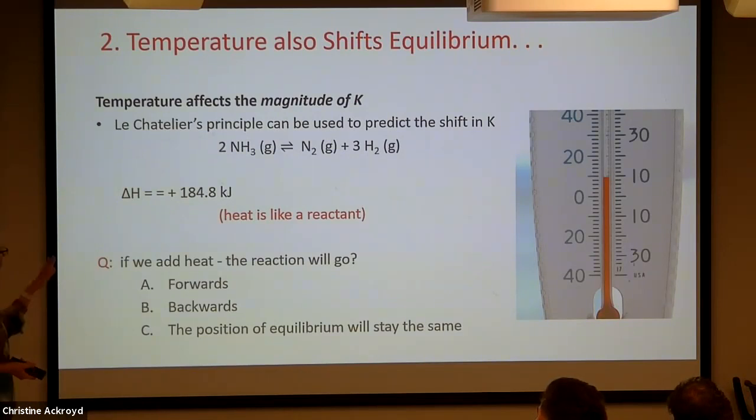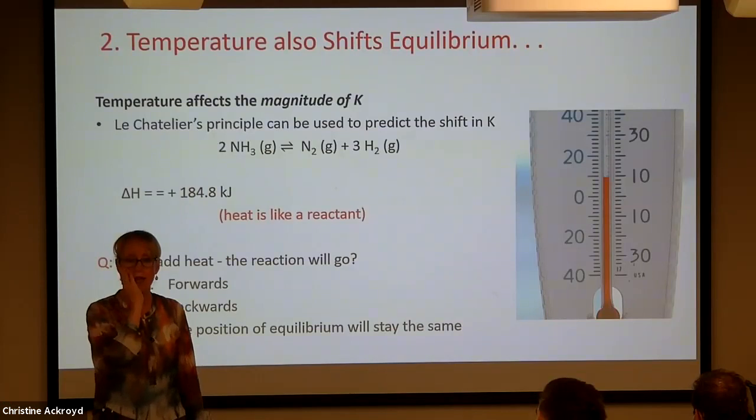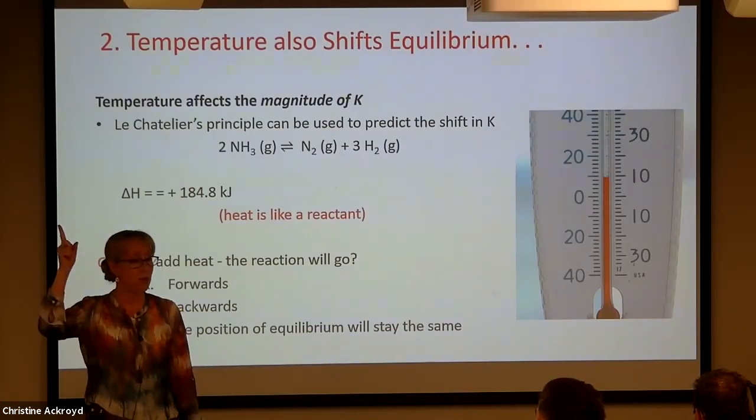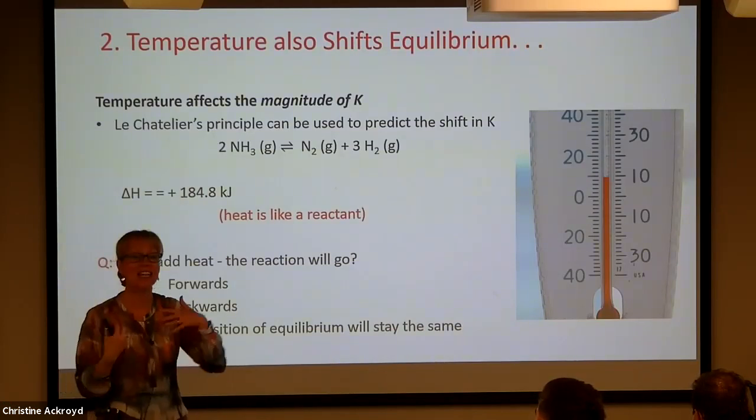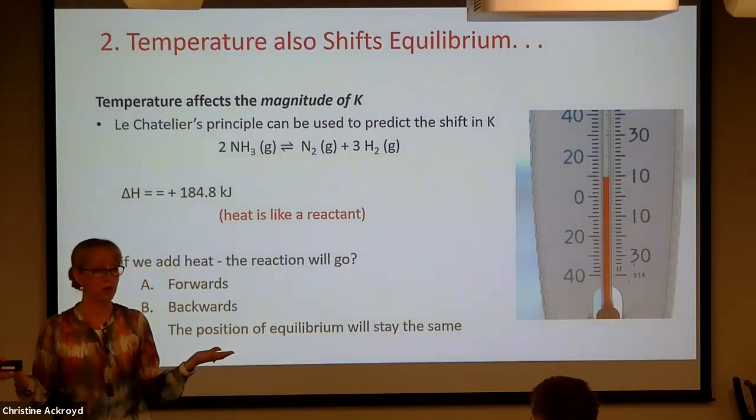Okay, so for an endothermic reaction, if we increase the temperature, what happens to K? K goes up. For an exothermic reaction, heat is given off like it's a product. So if we raise the temperature, what happens to our K value? Down.